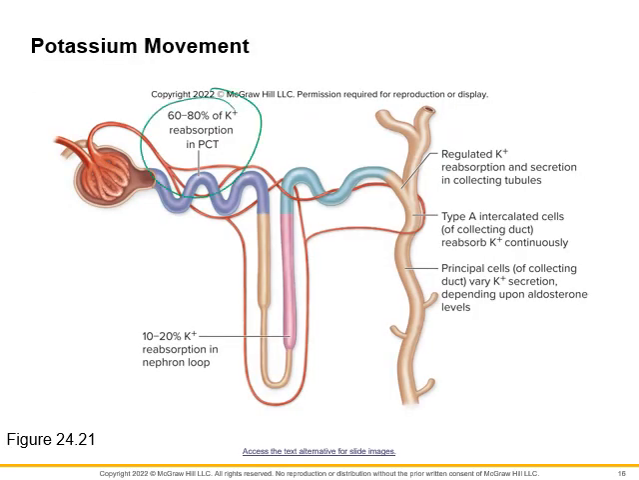Here we can see the majority of potassium is reabsorbed in the proximal convoluted tubule. You have a little bit happening here in this ascending section of the nephron loop, and then it's going to be regulated by hormones, right? So depending on if aldosterone is on or off.